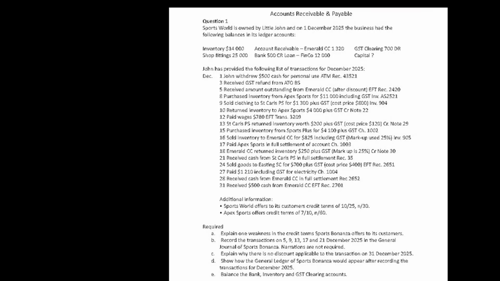So then it will be insurance is how much? 320. GST is 10% of that, which is 32. Altogether 352. So it's GST debit. Debit. Why? When you pay GST, your GST liability decreases.